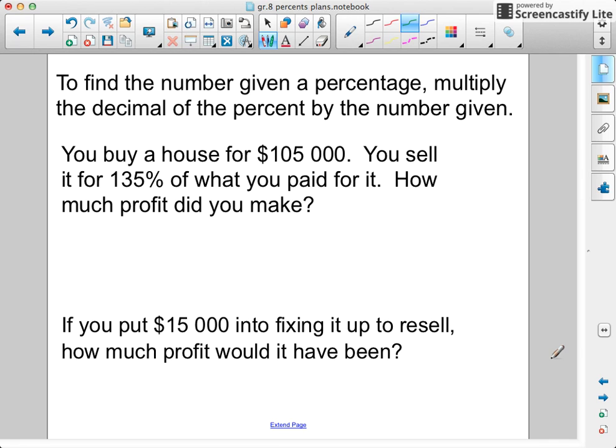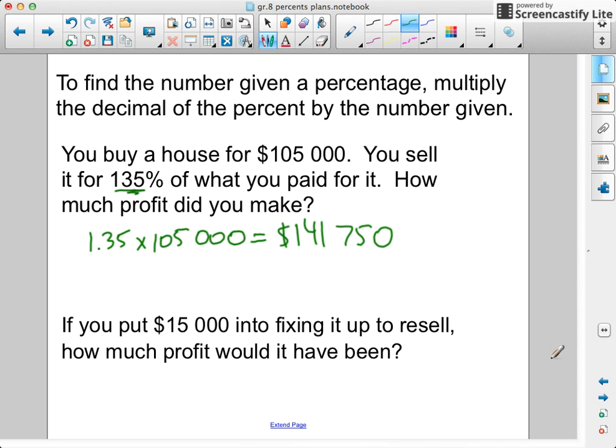Last example, you buy a house for $105,000. You sell it for 135% of what you paid for it. How much profit did you make? Okay, so what I want to find is how much I made. So you could take your percentage, change it to a decimal here. I get 1.35 times that by 105,000. This is going to give me what I sold it for. So 1.35 times 105,000 is 141,750. That's what you sold it for.